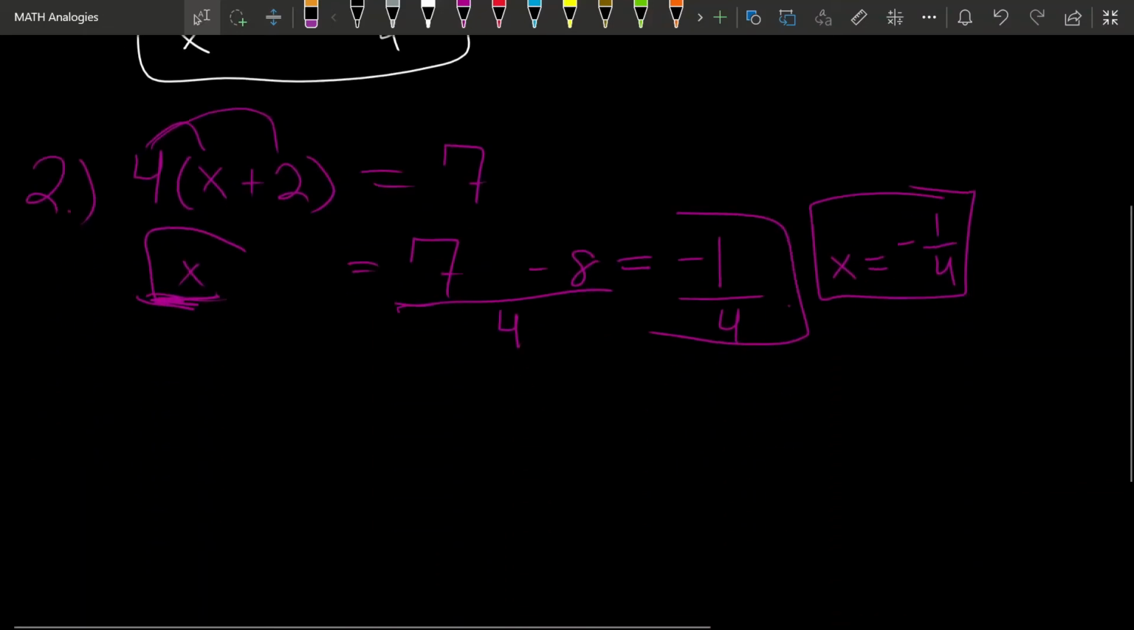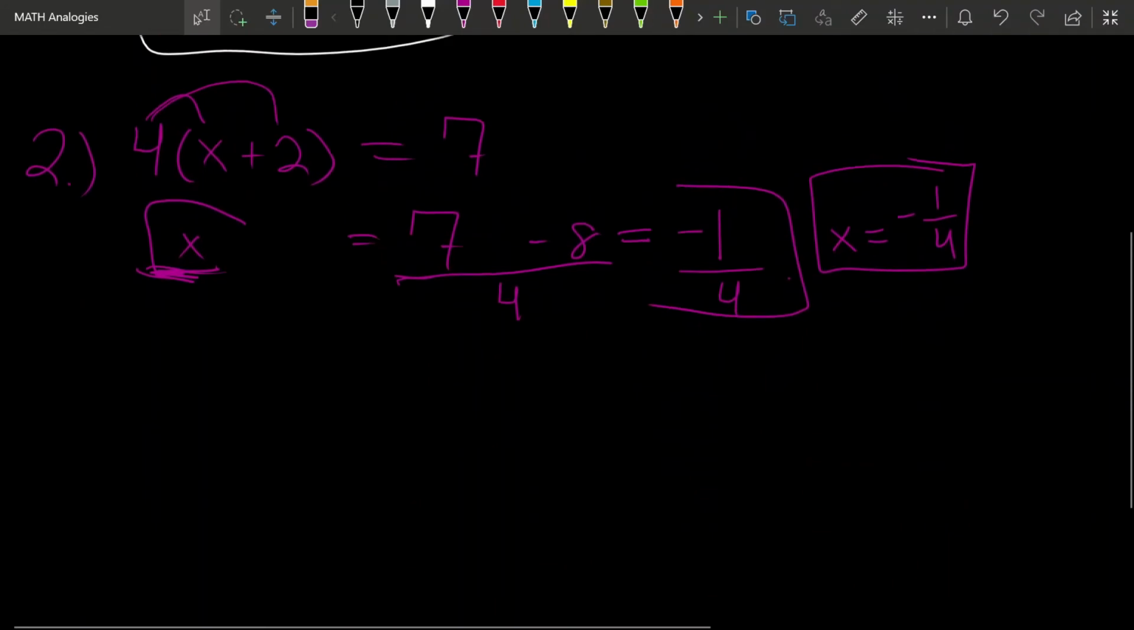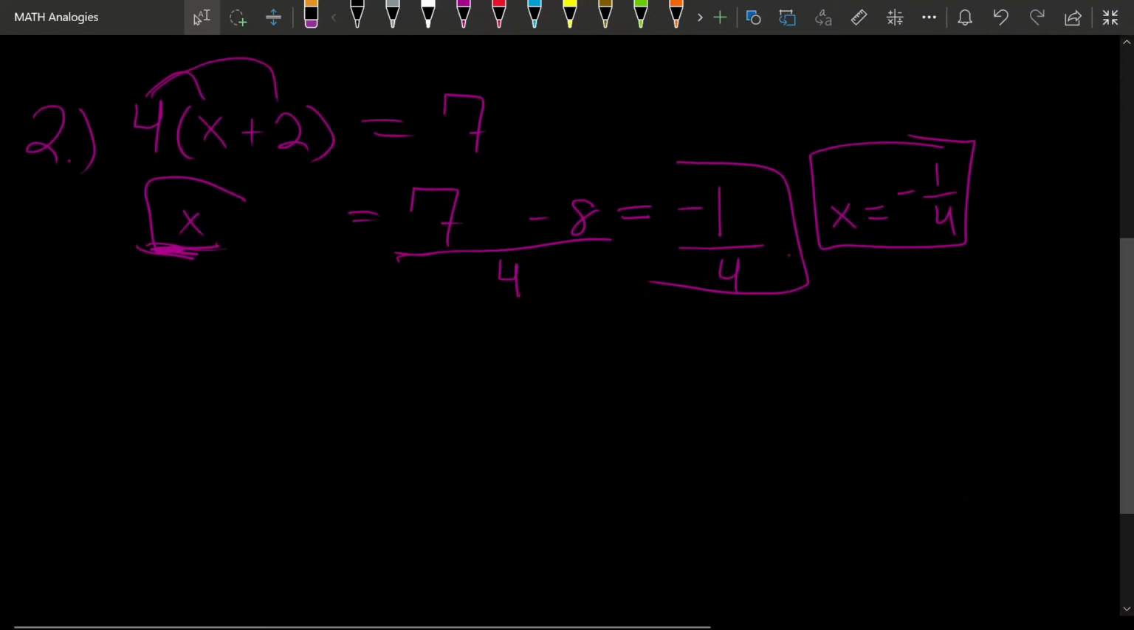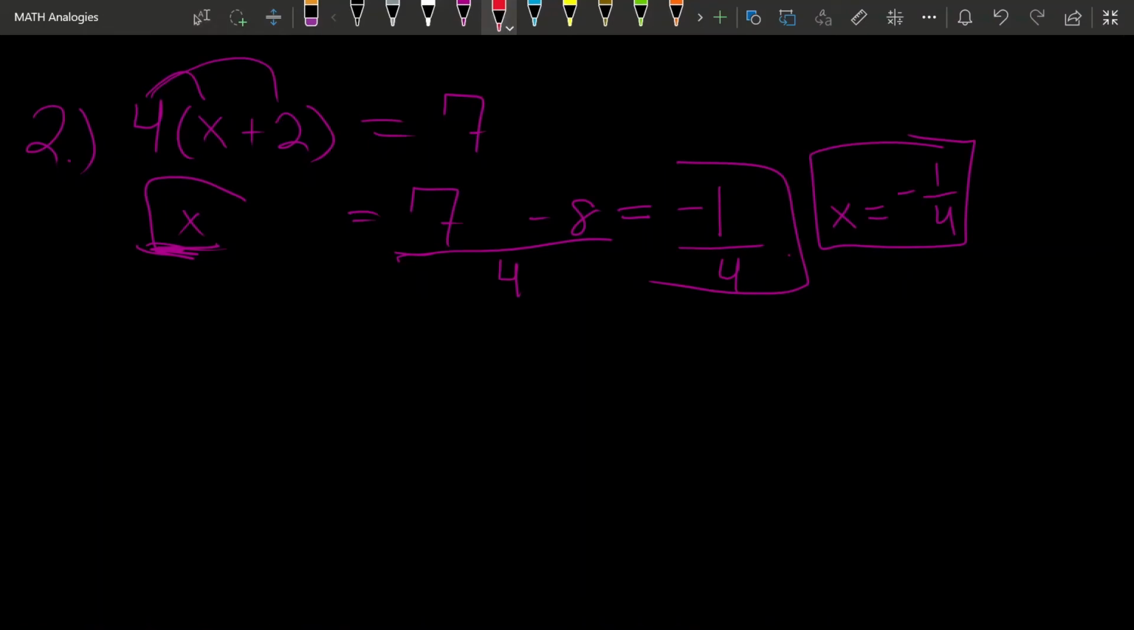Alright. So we can move on down. Right about here is good. Let's do a third example. Yellow is fun. Alright, how about 5x plus 15 equals minus 4.